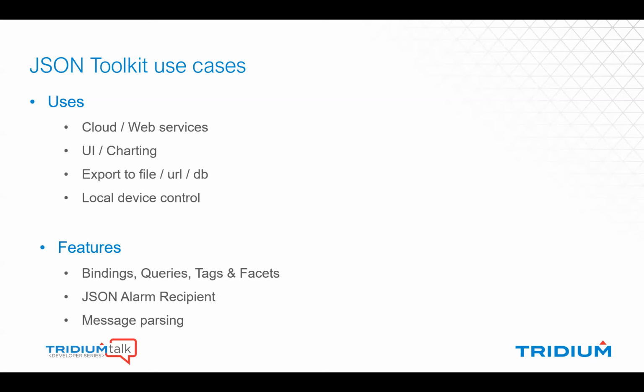Also of interest is the fact that you can use the toolkit to write primitive drivers for devices which consume a JSON payload. For example, many smart home devices like lights support this approach.